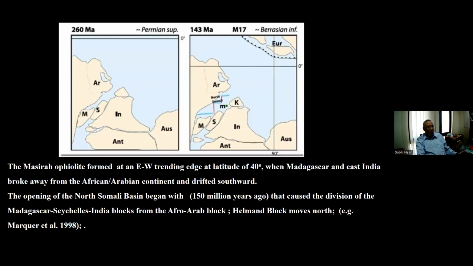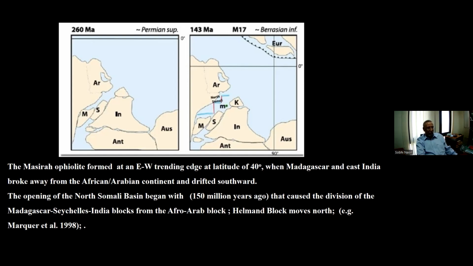So before 260 million years, Masirah was not there. Here we have India, Antarctica, Australia, and Seychelles. And here we have Madagascar, and this is Arabia. Now, if we come to around 150 million years, the Masirah Ophiolite, this is Masirah Ophiolite, a small m, it was formed along east-west trending ridges, as you can see these ridges, at a latitude of 40 degrees, when Madagascar and East India broke away from Arabia and drifted southward.